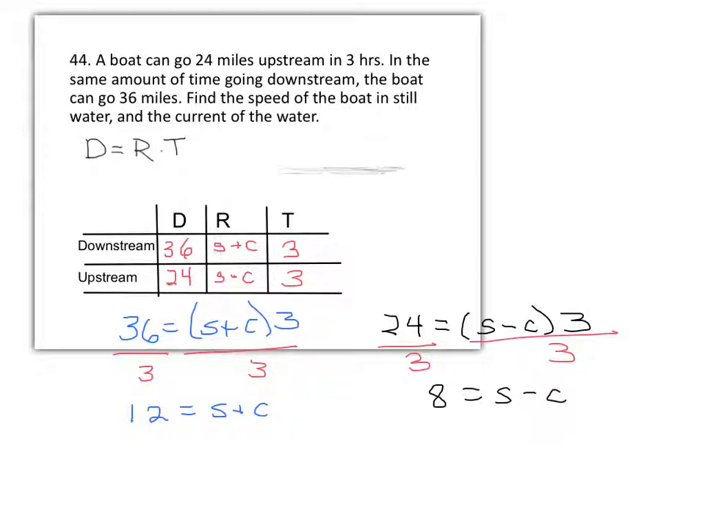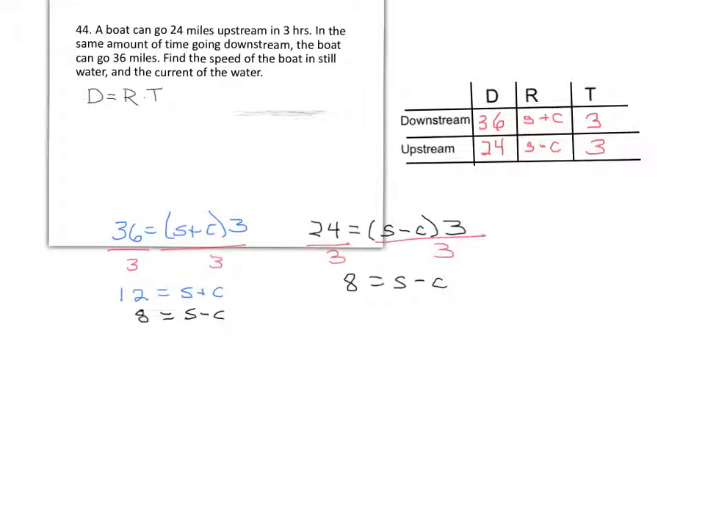So now we have two equations. We have 12 equals S plus C and 8 equals S minus C. Let's line them up. If we add these two equations together, we get 20 equals 2S, and notice that the C's go away. This is just like elimination. So if we divide both sides by 2, we get 10 equals S. That's the speed of the boat.